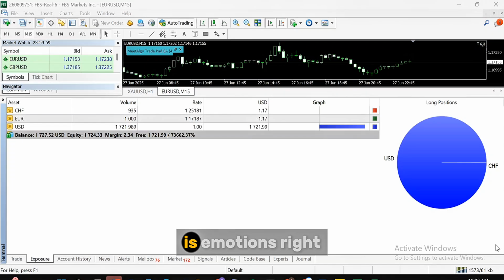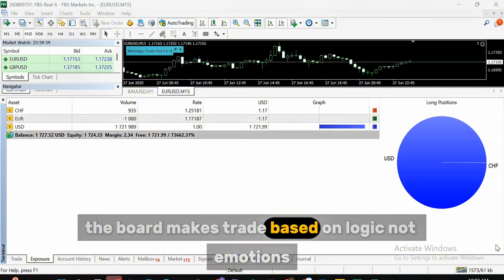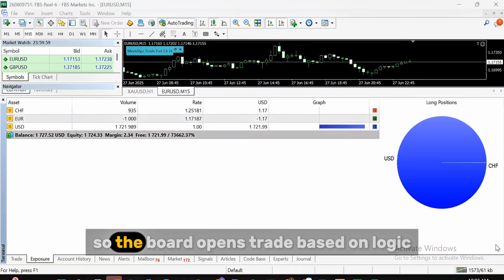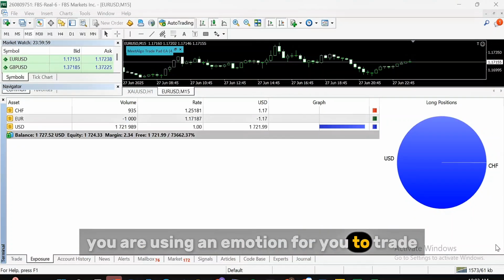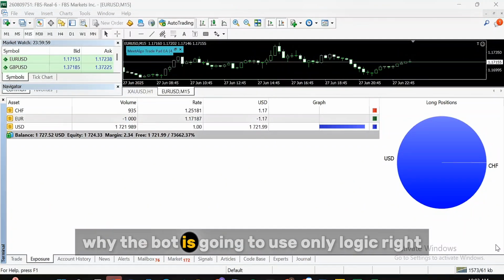Number one is emotions. The bot makes trades based on logic, not emotions. You see, the bot opens trades based on logic. It does not use emotion, just like you would use emotion to trade the forex market or the crypto market, while the bot is going to use only logic.